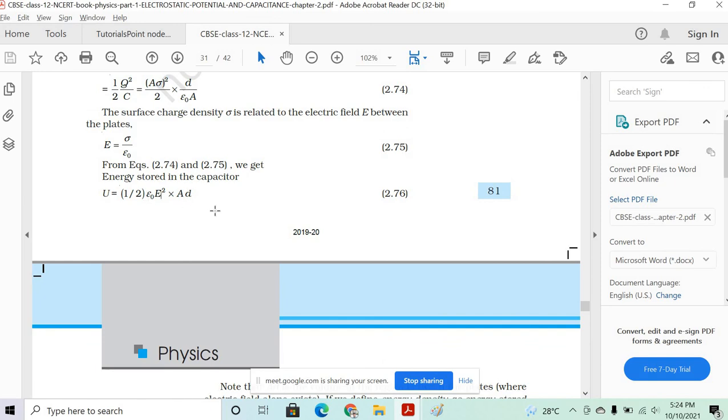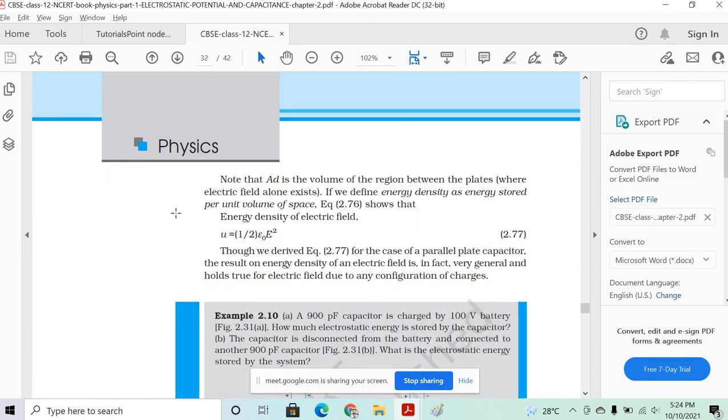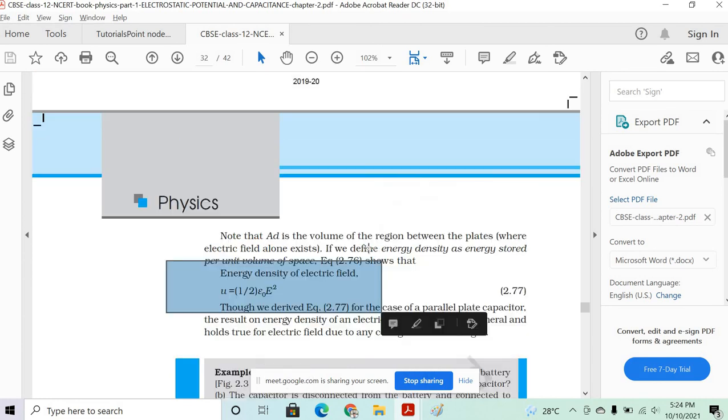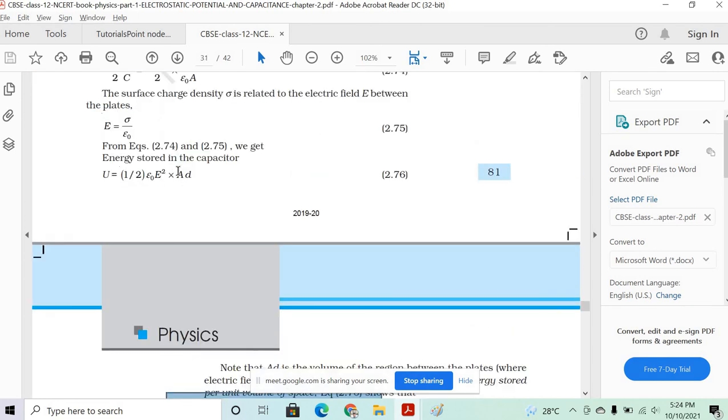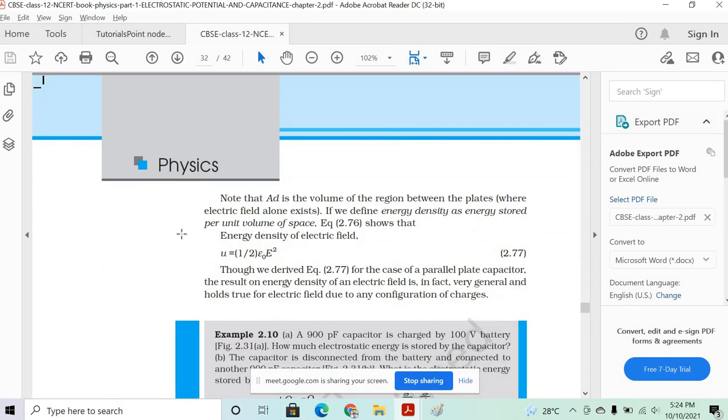The half answer, so you just calculate it and then you can directly write the energy density. Energy density is nothing but U divided by volume, where A into D is the volume. When you divide both sides with AD, that is volume, it will become U by volume. So that will be half epsilon naught E square. That is energy density. Clear?